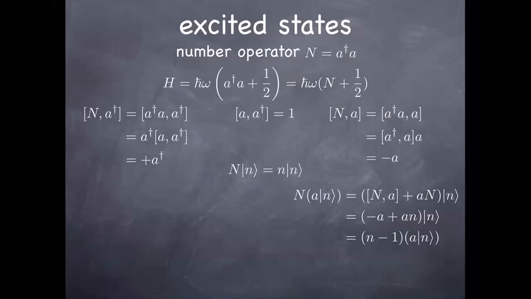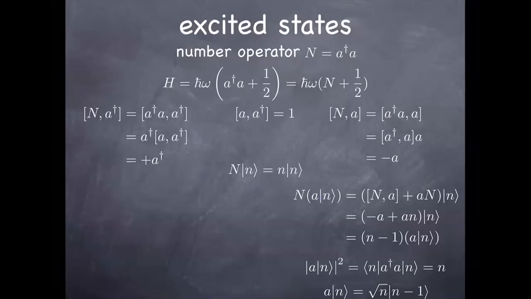So now I know that acting the annihilation operator on the n state basically gives you a number state with n minus 1 as its eigenvalue. But it's not quite correct that A acting on n is the n minus 1 state precisely, because it's not normalized correctly. That's something you can work out very easily.